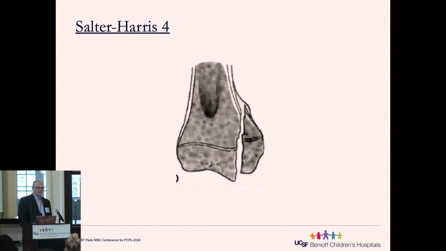So now Salter-Harris 4. This looks worse already. It goes across both metaphysis. The growth plate actually isn't really disrupted, but the joint space is really, really off. So here we start to worry about bony bridges, right? So when this heals, there could be a bridge across here that doesn't heal as well, but you also have the disruption of the joint surface. So again, a little bit more of a concern.